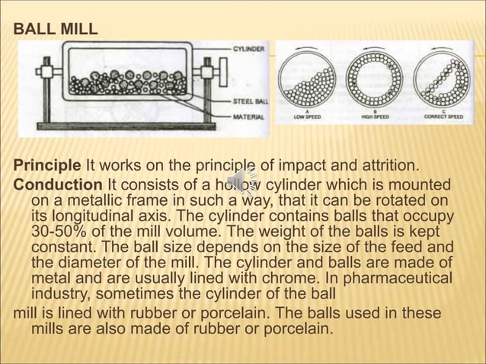The weight of the balls is kept constant. The ball size depends on the size of the feed and the diameter of the mill. The cylinder and balls are made of metal and usually lined with chrome. In the pharmaceutical industry, sometimes the cylinder of the ball mill is lined with rubber or porcelain. The balls used in this mill are also made of rubber or porcelain.